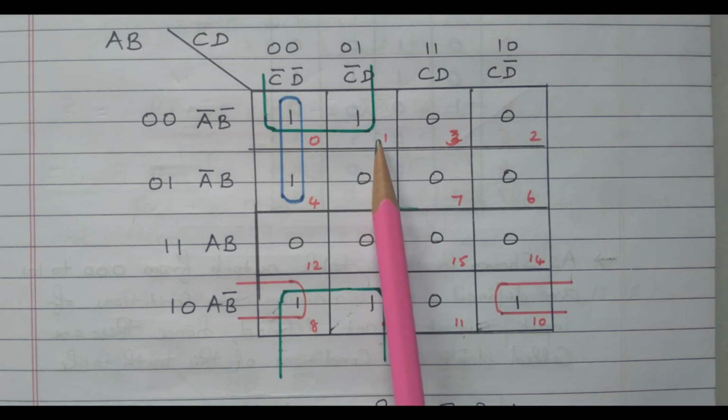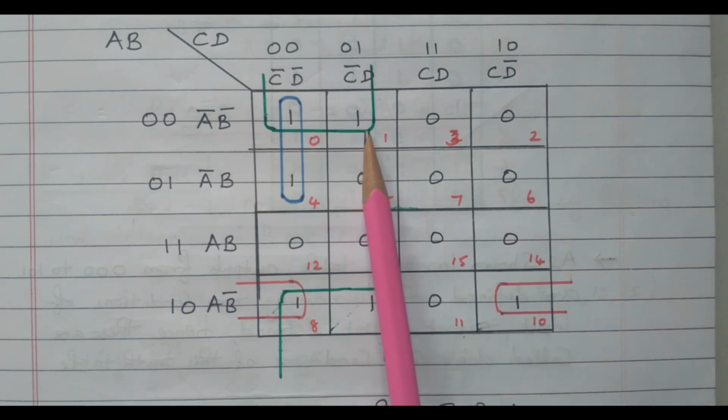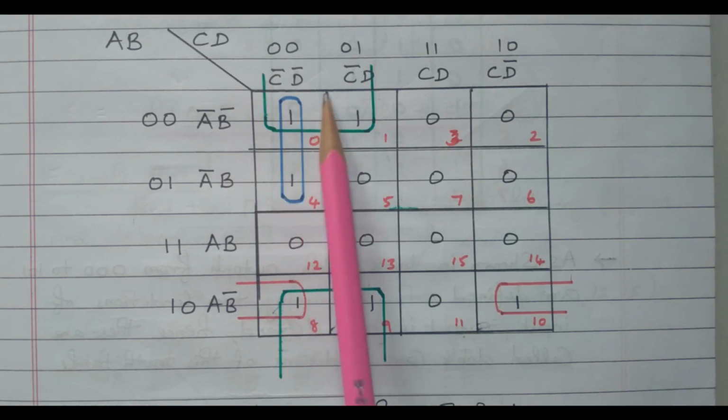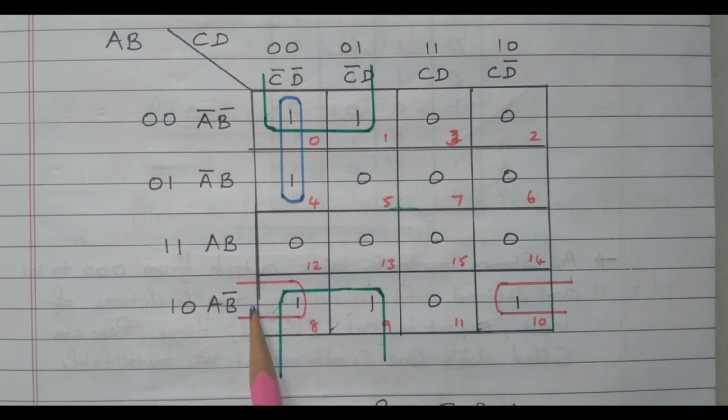See this cell number 1, as well as 4, then 9, 10. So it is grouped in only one group. This 1 is grouped only in this. These 2 ones and these 2 ones are grouped together, that is top and bottom, right? So this one appears in only one group. This one also appears in only one group. And these 2 ones are grouped together, left and right, left corner and right corner. This one appears only in this group.